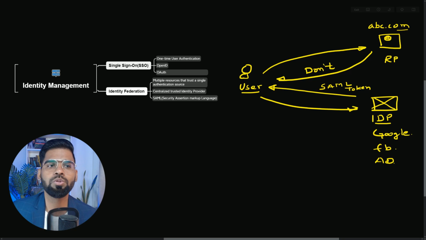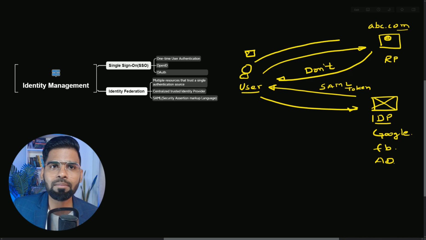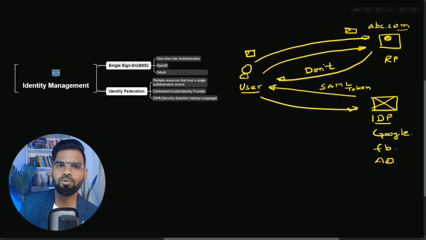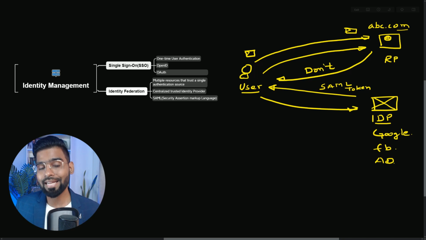So what happens is the user gets the token now. At this moment, the user doesn't have to share the credentials with abc.com. Rather, the user will simply share the token with abc.com. And the moment abc.com gets that token, abc.com authenticates the user. They usually want some information about your name, your location, all those things. And based on that, the user will be authenticated.